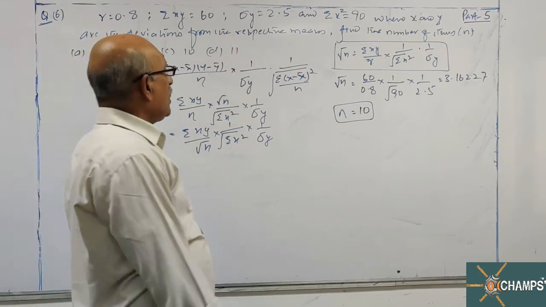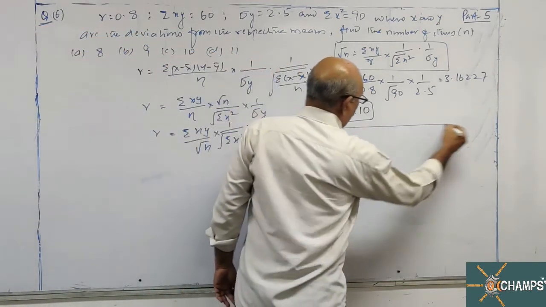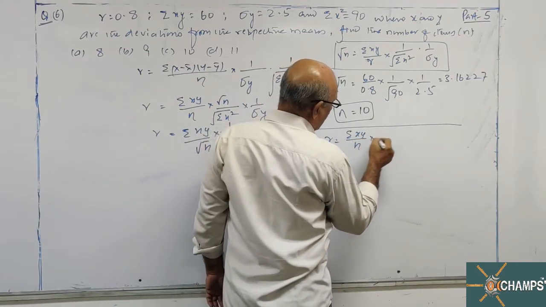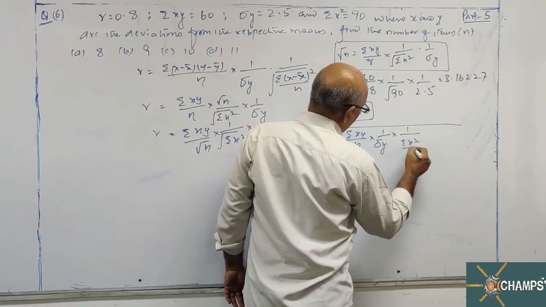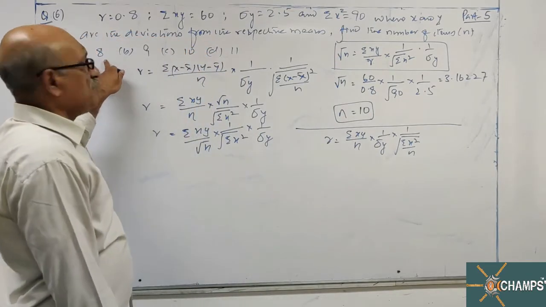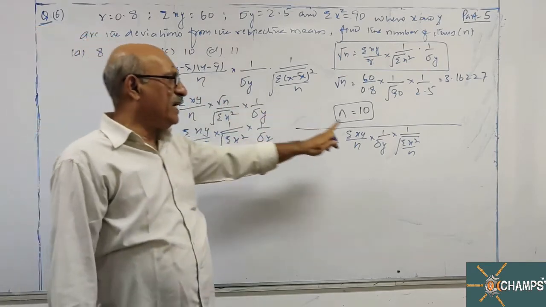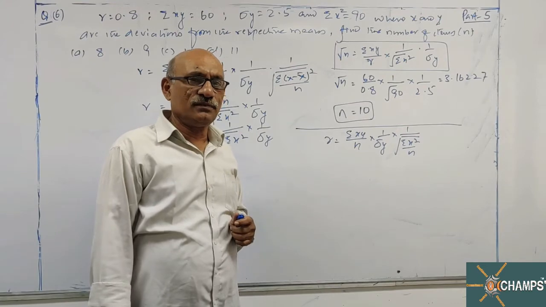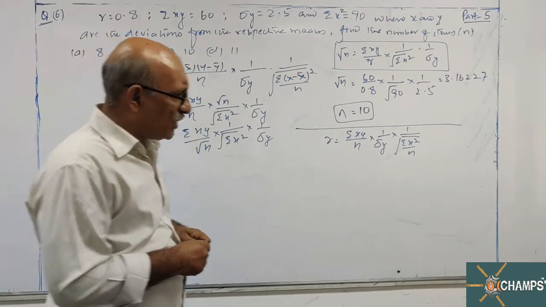Another alternative approach is without bringing any changes. R is equal to summation of xy by n into 1 by standard deviation of y, 1 by x square by n under root. Keep it as it is. Take n value from the options. First put n is equal to 8 here. For n is equal to 8, if LHS equals RHS, then 8 is the answer to the given question.